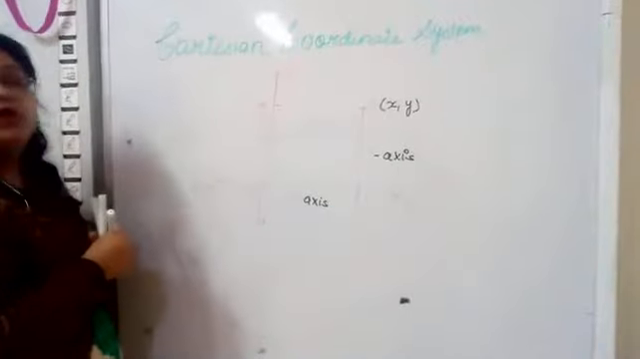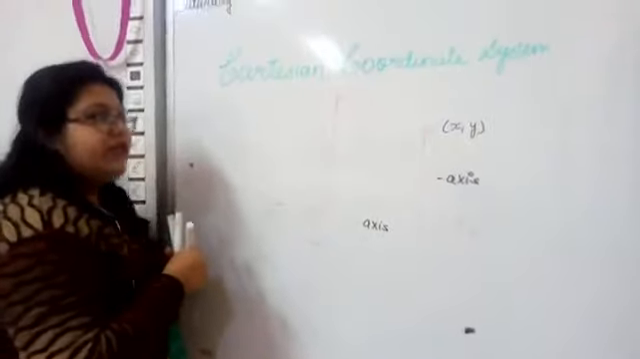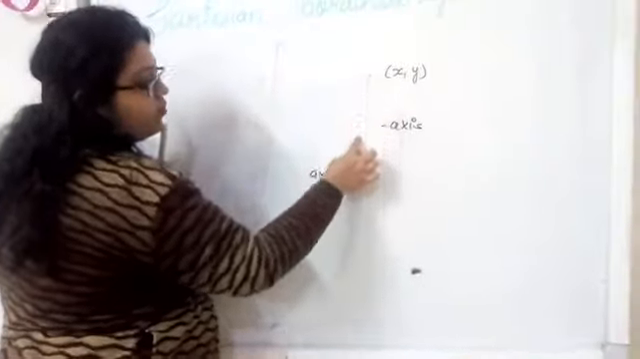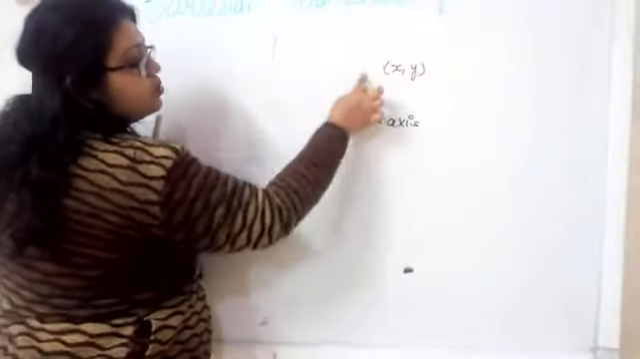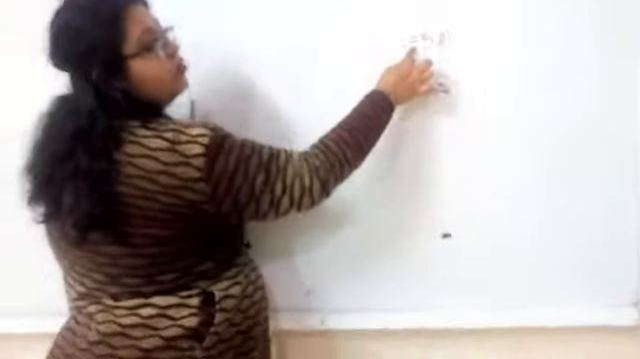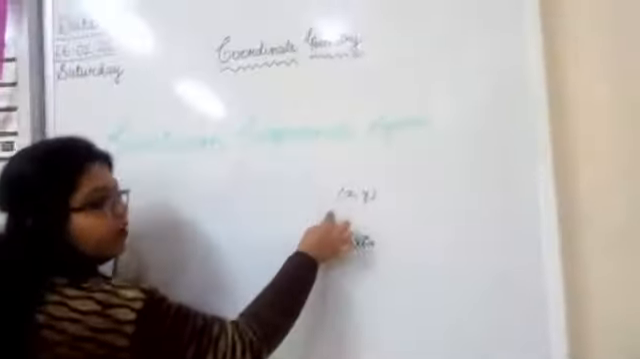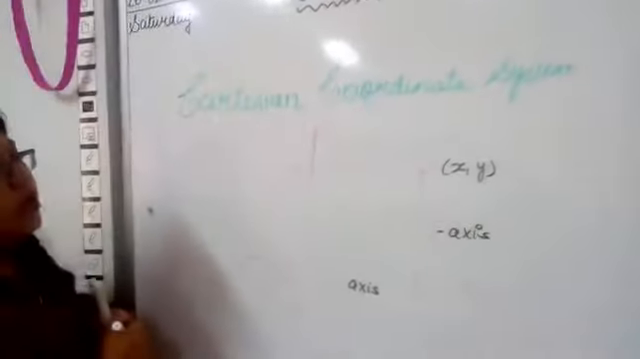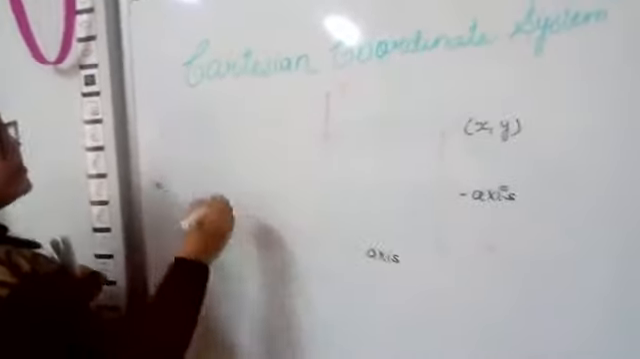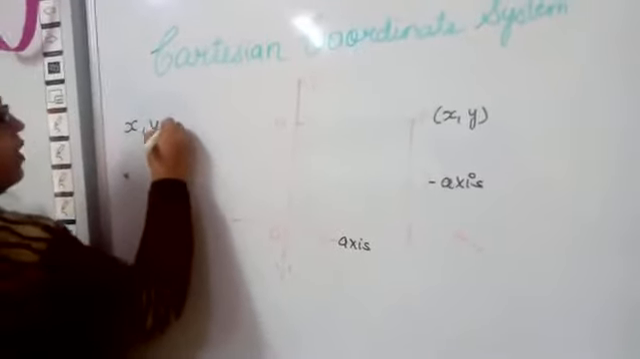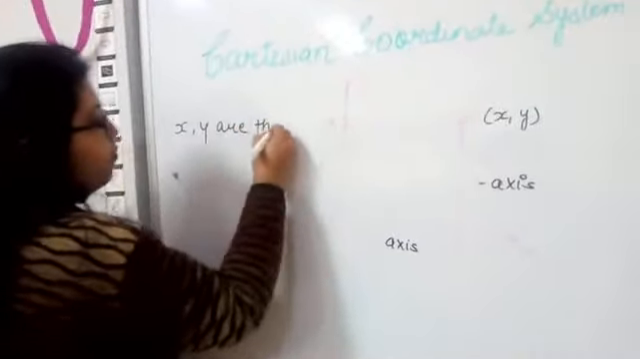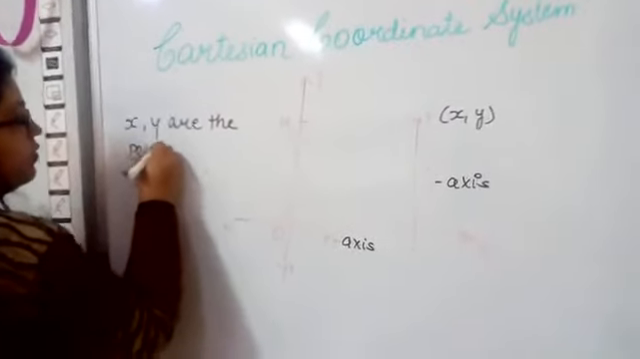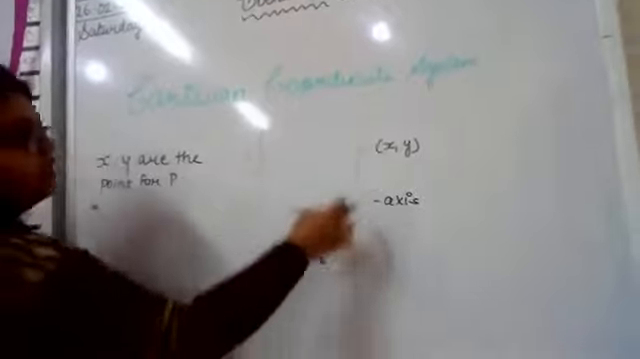Okay, so how can we find out the value of x and y for point P? Yes, very good. See here, this is a rectangular box. If you see this picture, through this rectangular box we can easily determine the x and y coordinates for point P. Now, as you can see here, x and y are the coordinates for P. So we can also say that this is the x-axis and this is the y-axis.